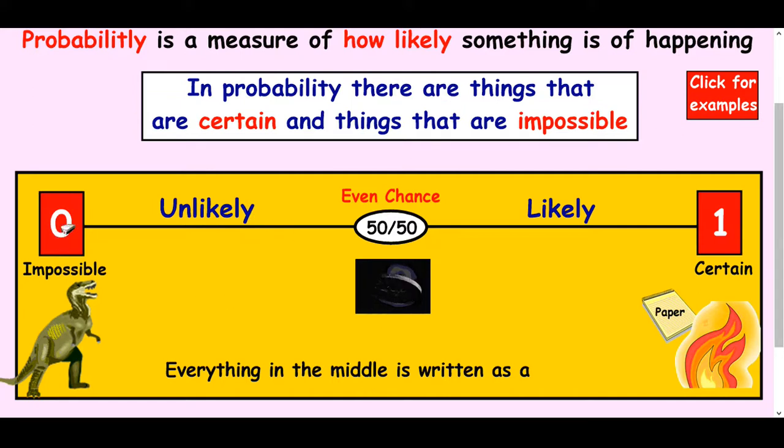Basically, everything in between 0 and 1 can be written as a number. I know I've got words here, but you can write things between 0 and 1, and they're usually written as fractions, decimals, or percentages. Usually fractions in this case, but we can go into decimals and percentages absolutely fine. For example, 50-50 is right in the middle of 0 and 1, so that would be 50% or 0.5 or 1/2. That's what that would be denoted as.